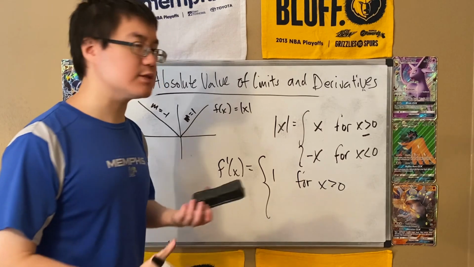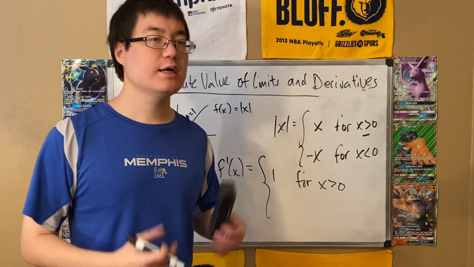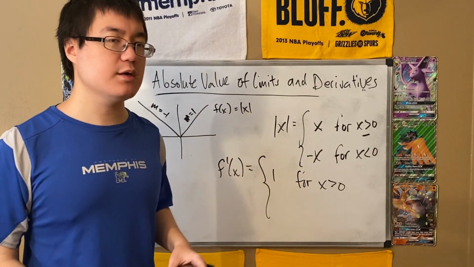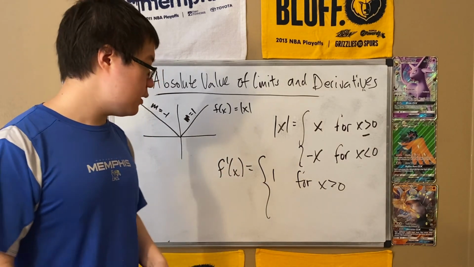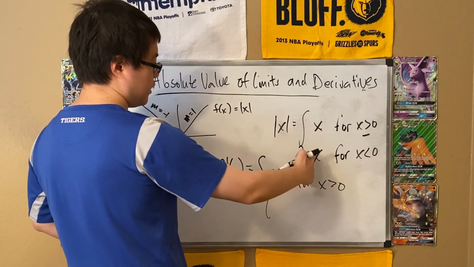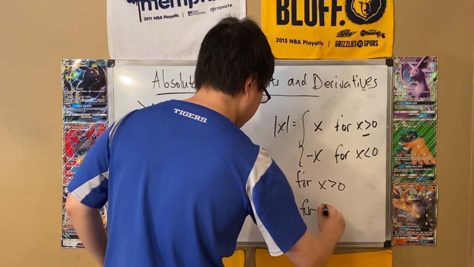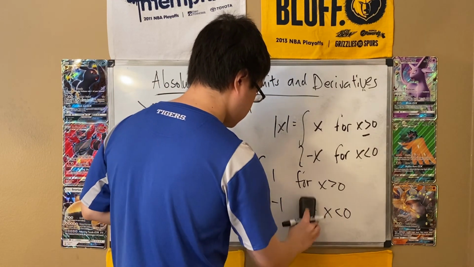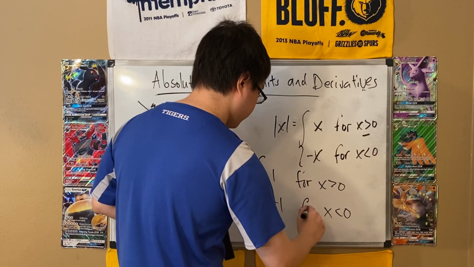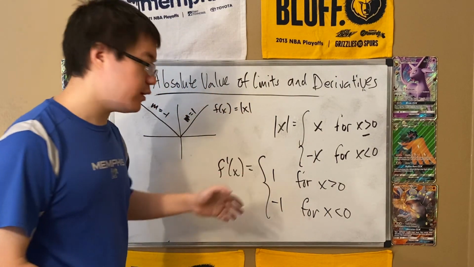Again, it's just the slope. What's the slope of just the x? That's going to be 1 because it's mx plus b. No plus b, m is 1. Then what's the slope of this line? Well, it's going to be this coefficient right here, which is -1 for x smaller than 0. So this derivative looks pretty simple. It's either 1 or -1.